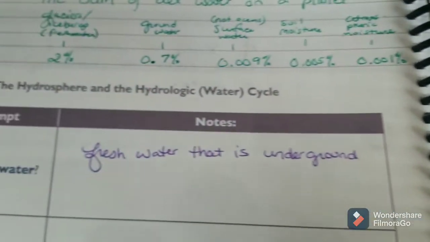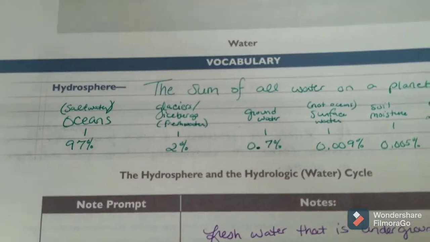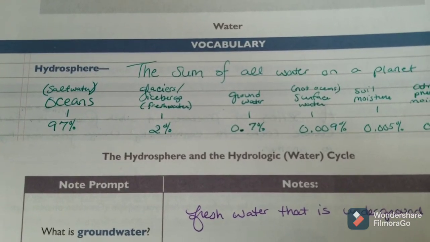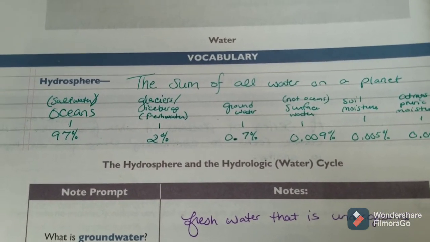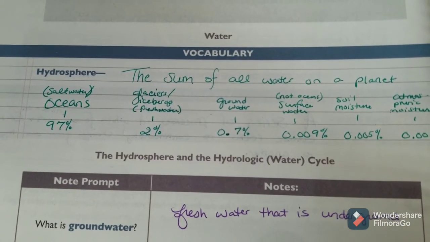All right, we're on 368, hydrosphere. I think we could break this one apart. Sphere is round, hydro is water. Well, what is a hydrosphere? The sum of all water on a planet.